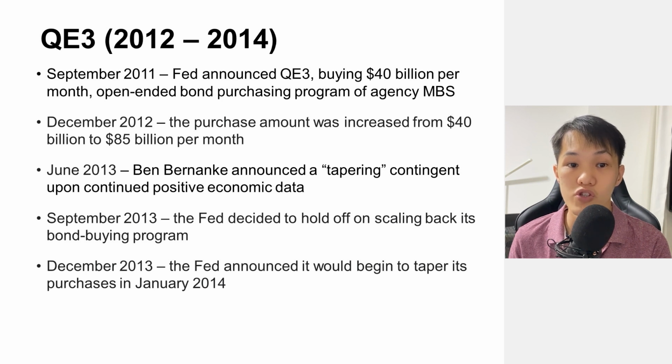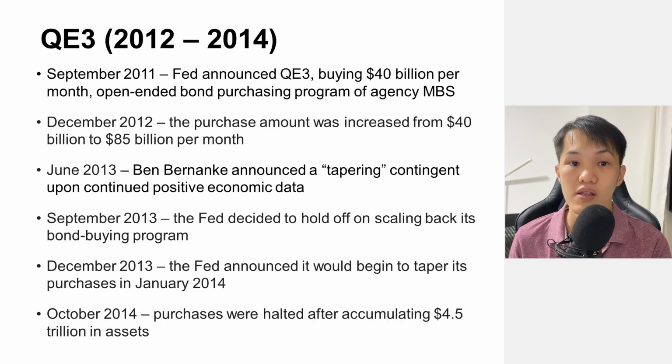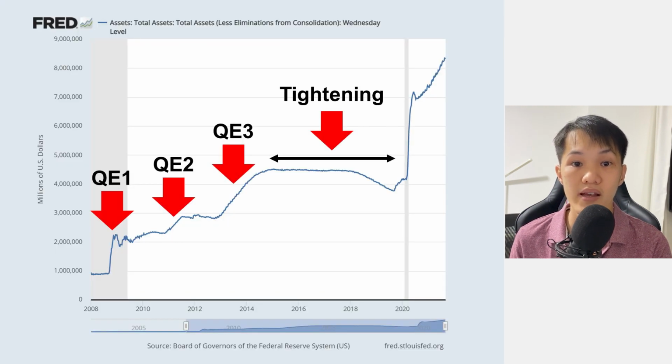At this stage, the Fed was still buying, but they gradually reduced the amount of the purchases. October 2014, finally the purchases were halted after accumulating 4.5 trillion in assets. The period between 2015 and 2019 can be considered a period of monetary tightening. During this period, the Fed slowly let the balance sheet size decrease. They also slowly increased the Fed fund rate. It was a very slow process because the Fed mainly saw this as a normalization instead of being forced to tighten monetary policy due to high inflation.